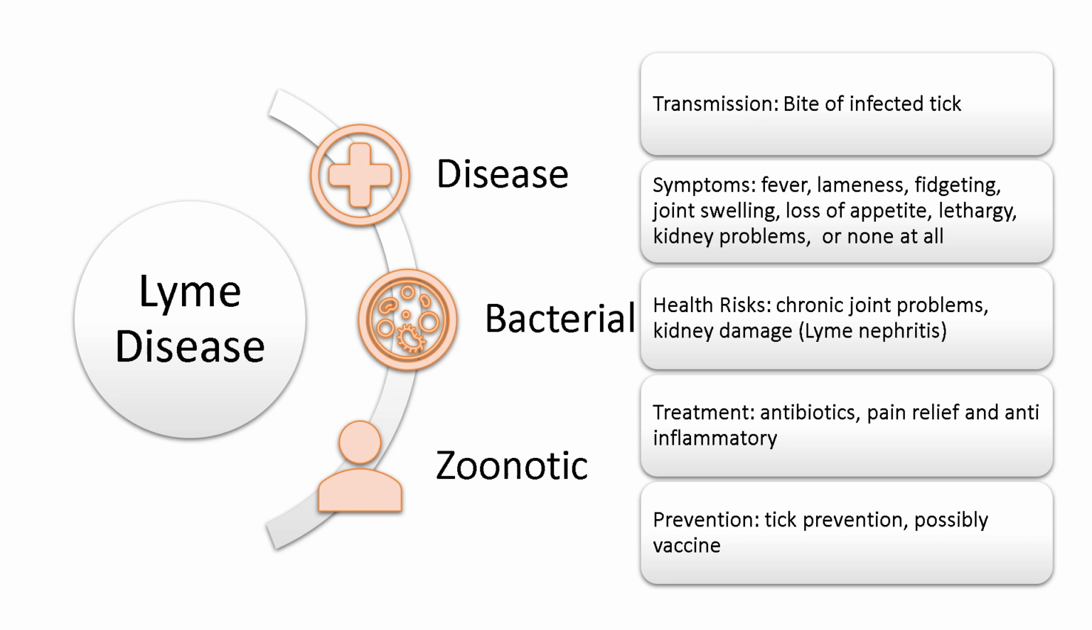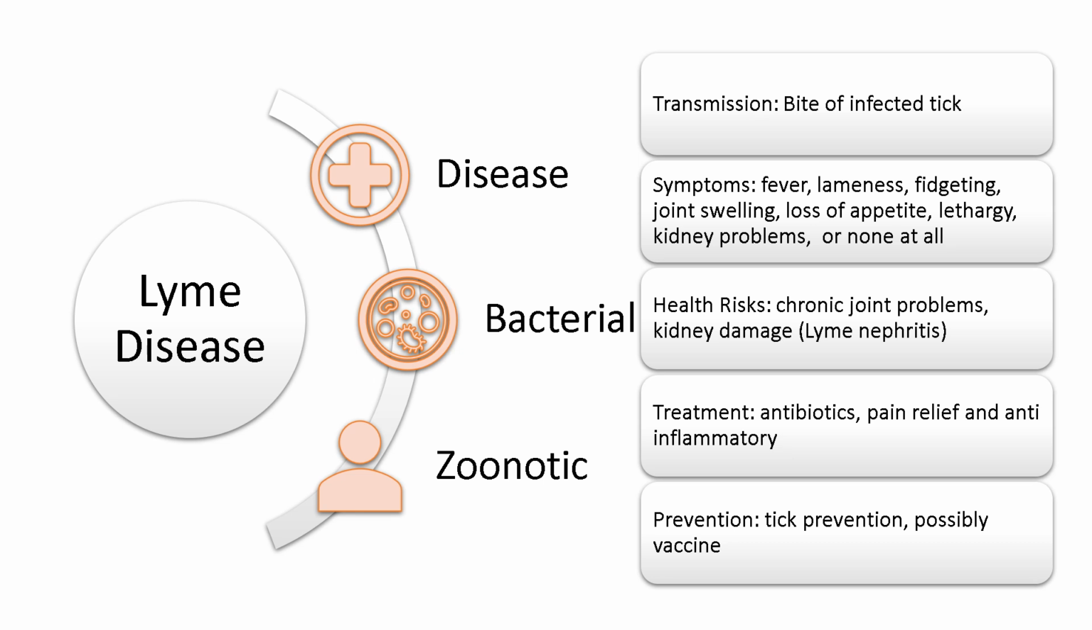Ticks become carriers of Lyme disease if they feed off an infected animal such as mice. The bacteria then enter the tick's digestive system and pass on to their next life cycle. They will then infect the next animal or human they bite. Removing the tick promptly can reduce the risk of becoming infected.